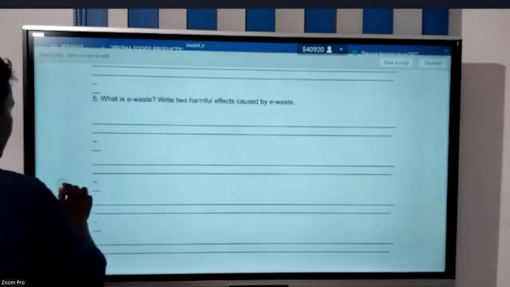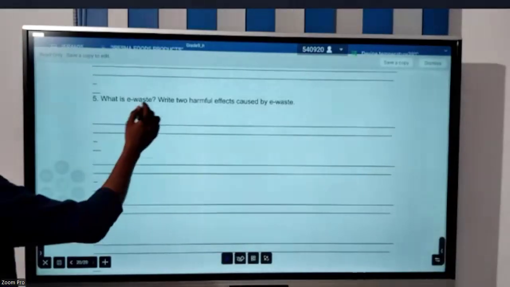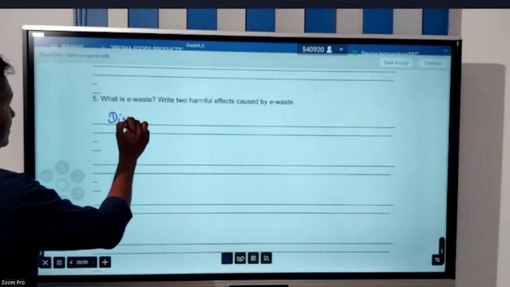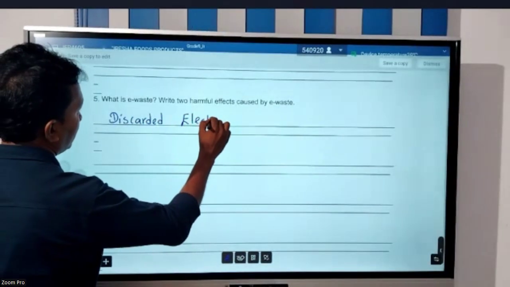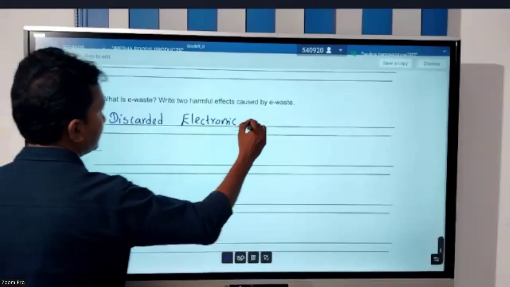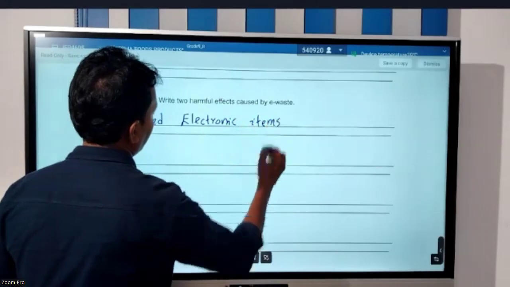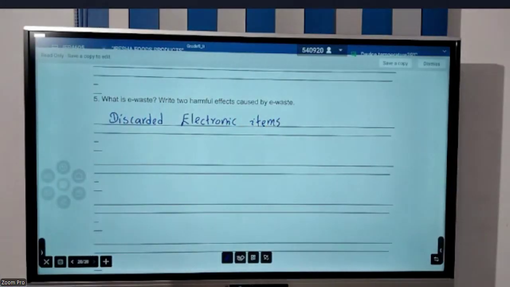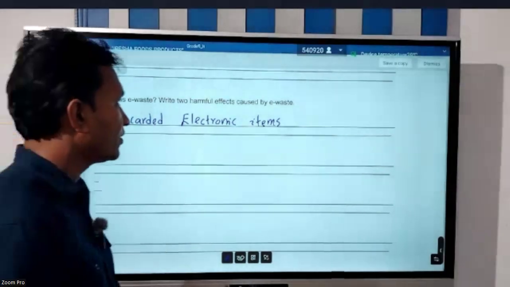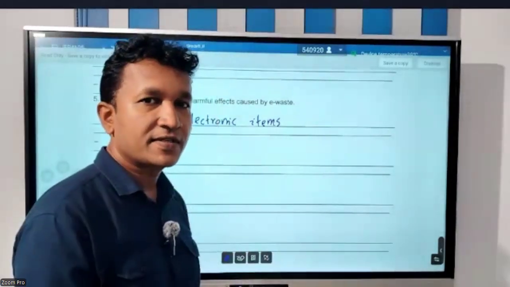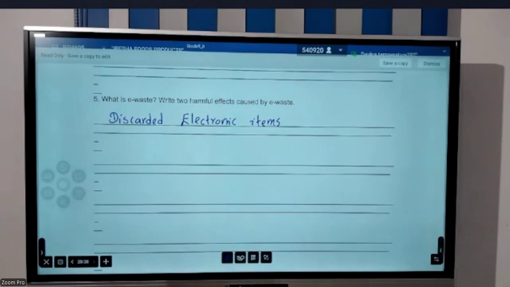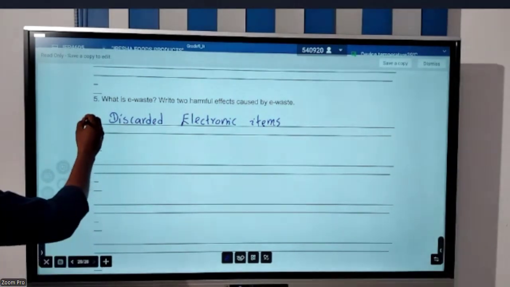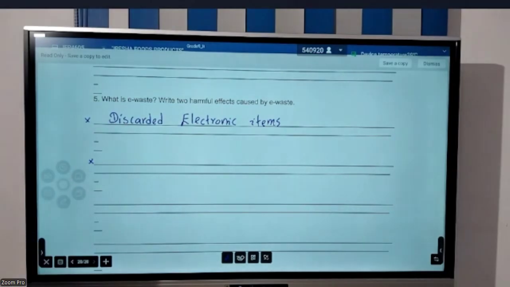What is e-waste? E-waste is discarded electronic items. We call discarded electronic items, or the electronic items we throw away, electronic waste. Two harmful effects caused by e-waste.